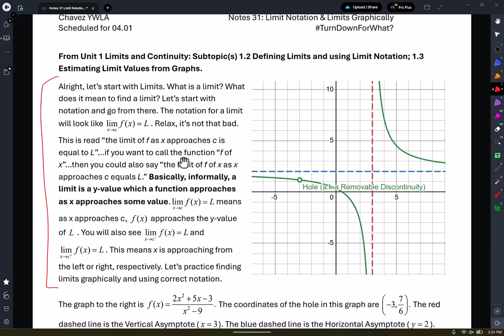You will also see one-sided limit notation. The difference between the first and the second is that little minus, which means you're approaching from the left, and that little plus, which is kind of like an exponent, means you're approaching from the right. This means x is approaching from the left and right, respectively. Let's practice finding limits graphically and using correct notation.